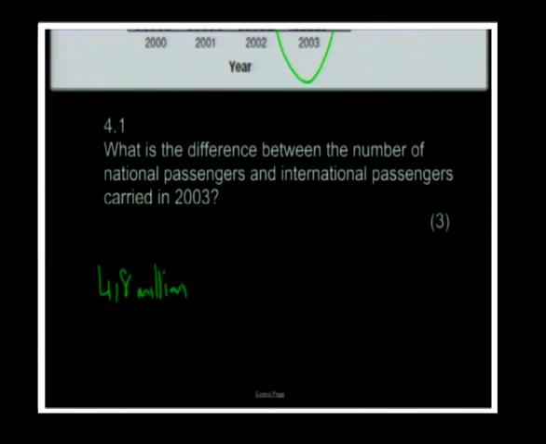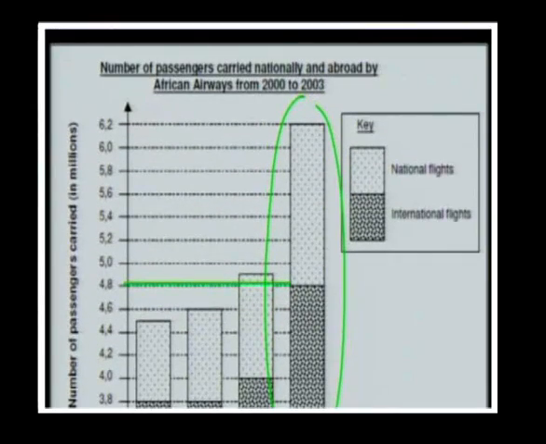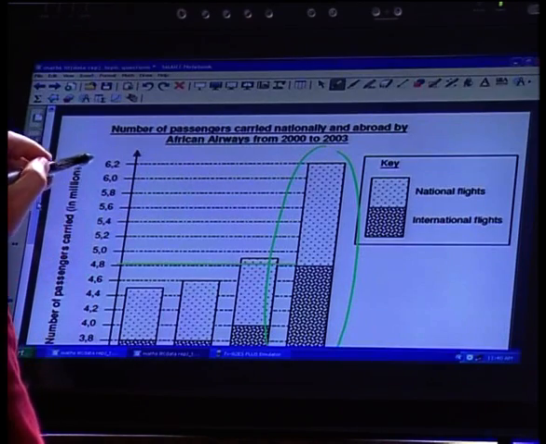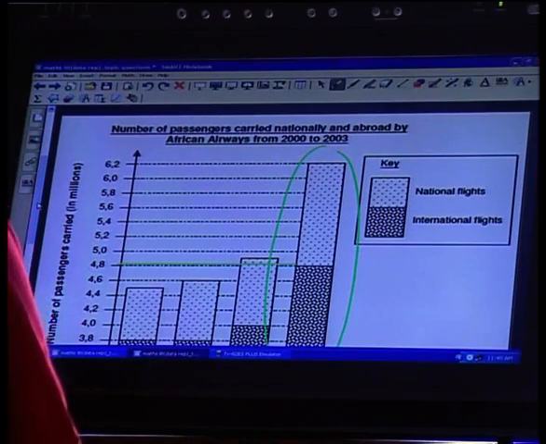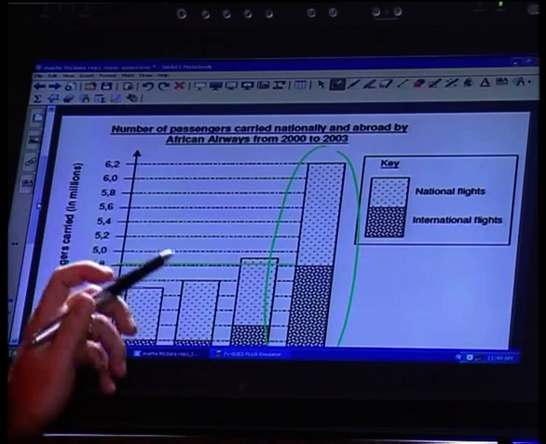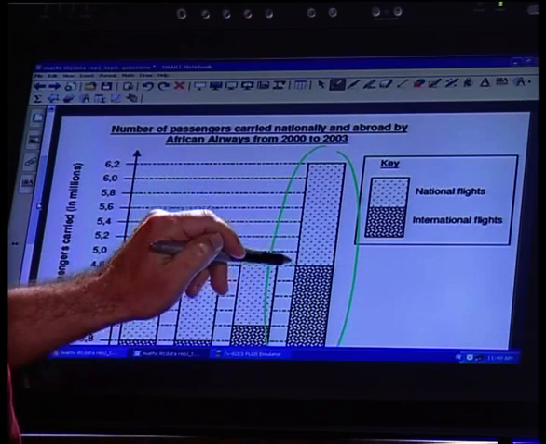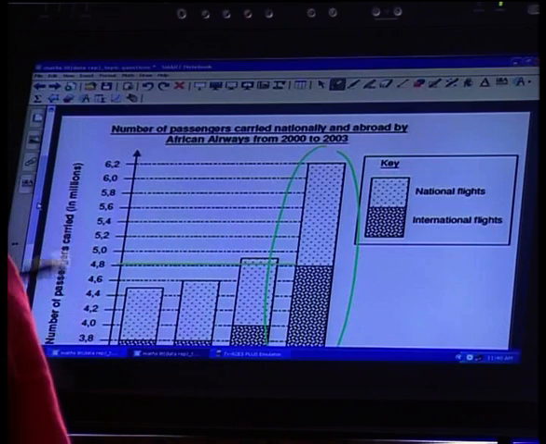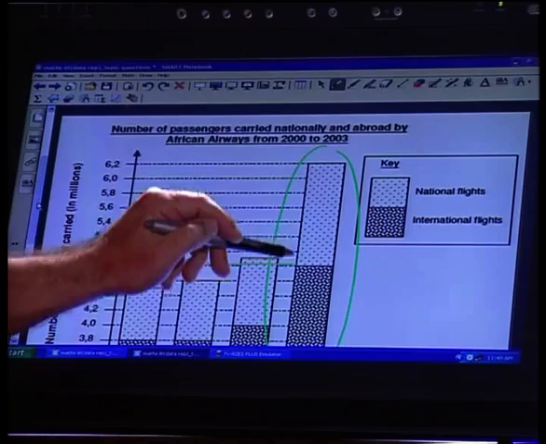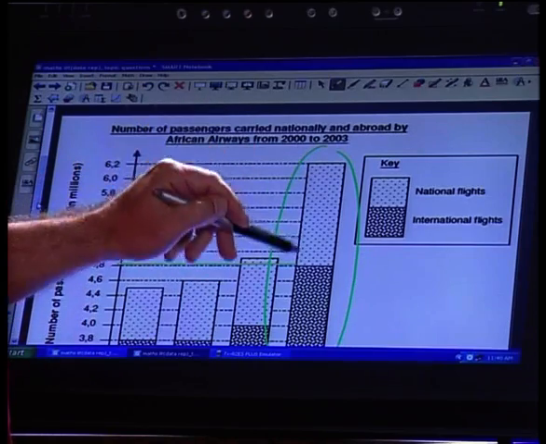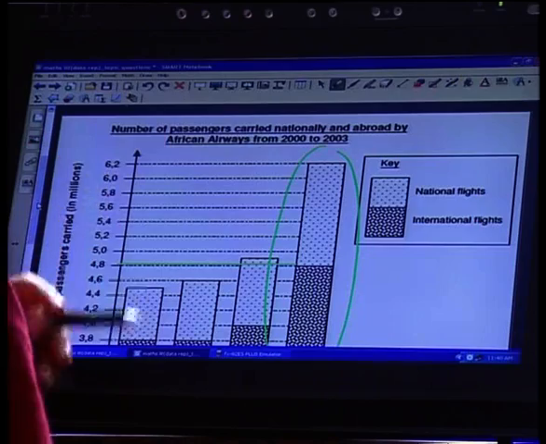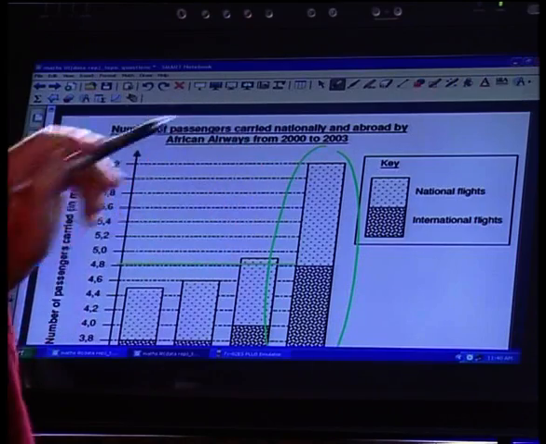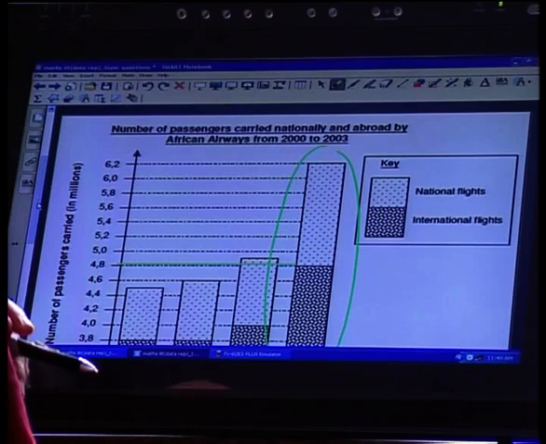And then we need to know how many national passengers there are. Well, you could go up here and you could say, look at that, 6.2 million. But hang on a moment. Notice that the national passengers start at 4.8 million. So there aren't 6.2 million passengers from that level to that level. This part of the chart does not start at 0.